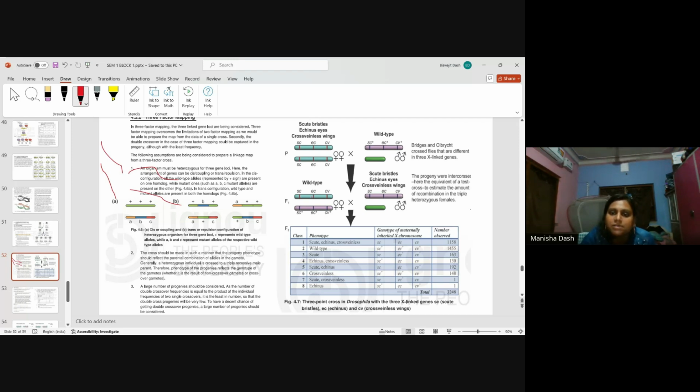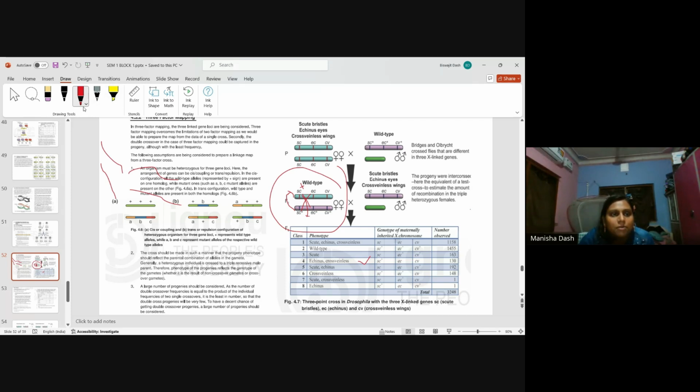See, what are the possibilities of this condition? There could be a single crossover between these two. If there is a single crossover between these two genes, that is SC and EC, this segment will go to this chromosome, and this SC will come to this. So what will be the new genotypic combination? Now there will be SC plus, EC and EV. So where you can see this one, SC plus, EC and EV, if there is a crossing over between SC and EC.